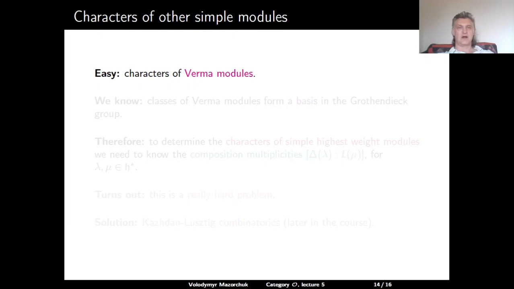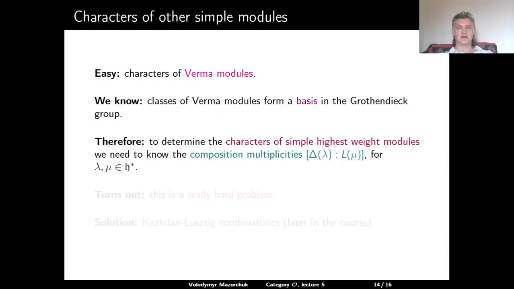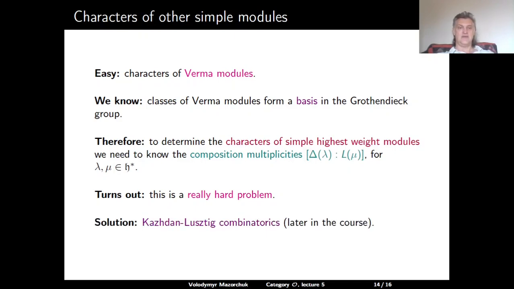Let's make some remarks about characters of other simple highest weight modules. As we have already seen, characters of Verma modules are very easy, and we know that classes of Verma modules form a basis in the Grothendieck group. So to determine the characters of simple highest weight modules, we need to determine the composition multiplicities of simple highest weight modules in Verma modules. This is a hard problem, and the complete answer to this problem is given in terms of Kazhdan-Lusztig combinatorics. This will be treated later in the course.